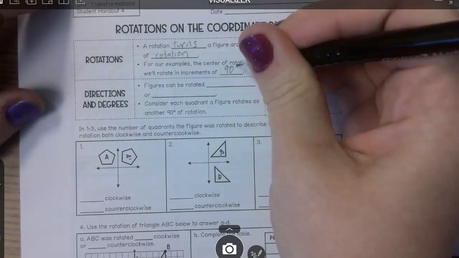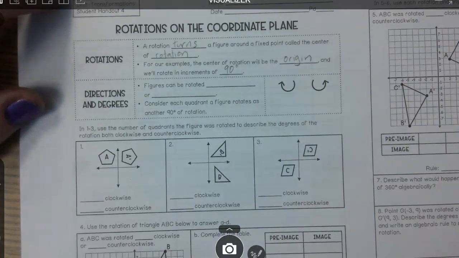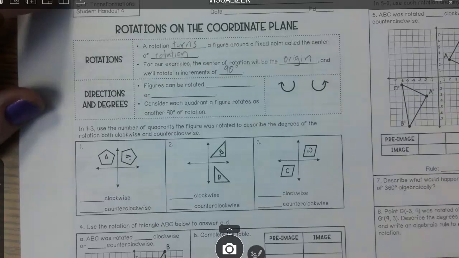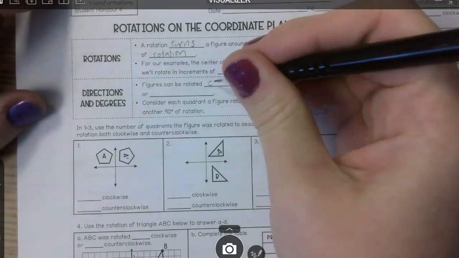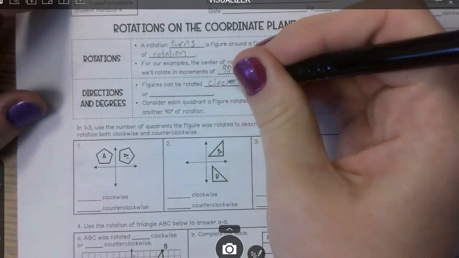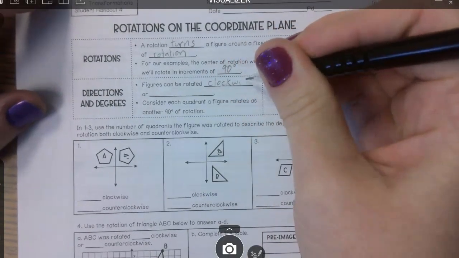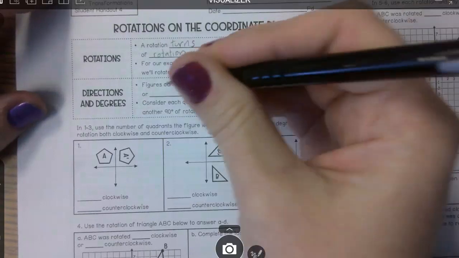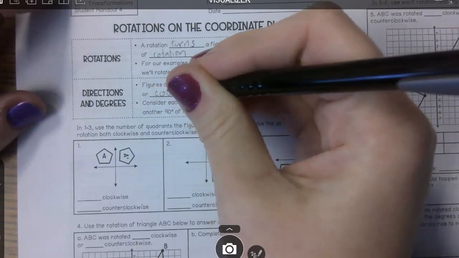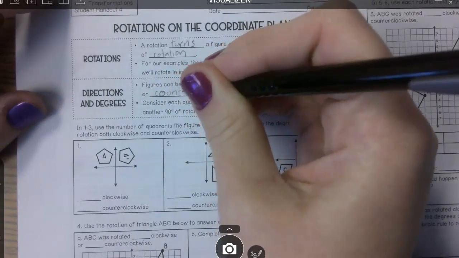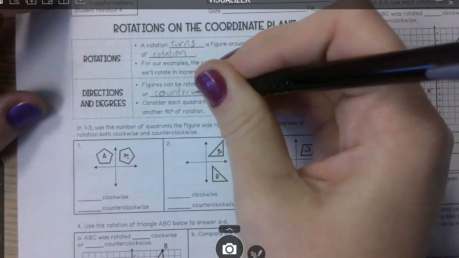Now, it is possible to rotate different degrees. We could rotate 5 degrees or 20 degrees, but for right now, we're just going to focus on quarter turns, okay? So 90 degrees at a time, okay? Now, figures can be rotated either clockwise or counterclockwise. Even if you are not super good at telling the time on an old school clock, you know which direction the hands turn, hopefully. Otherwise, we're going to learn that right now together.